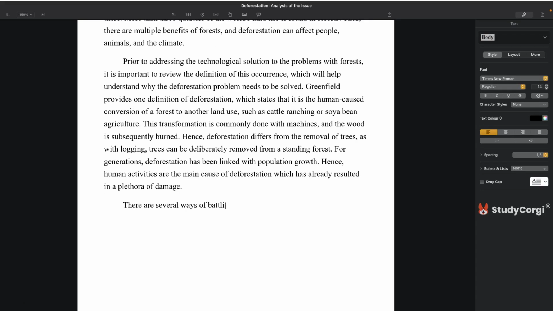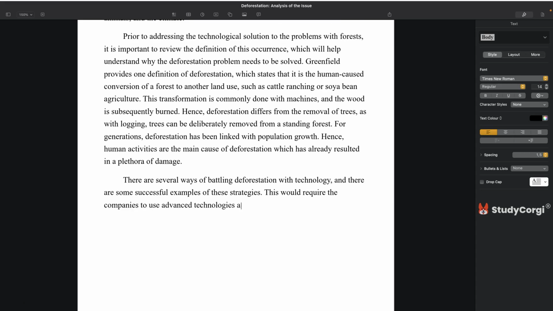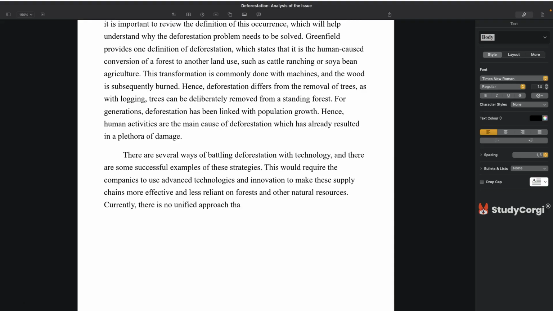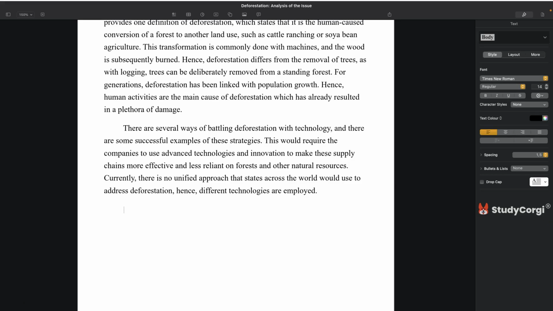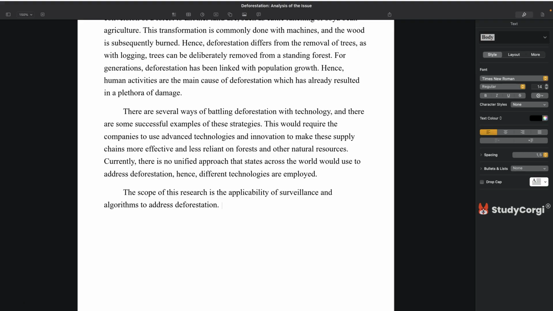There are several ways of battling deforestation with technology, and there are some successful examples of these strategies. This would require the companies to use advanced technologies and innovation to make these supply chains more effective and less reliant on forests and other natural resources. Currently, there is no unified approach that states across the world would use to address deforestation, hence, different technologies are employed. The scope of this research is the applicability of surveillance and algorithms to address deforestation.